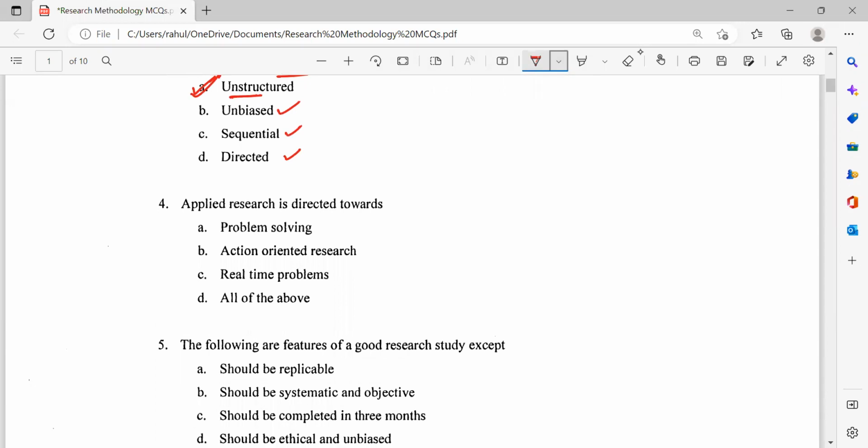Next one, question number four. Applied research is directed towards. So applied research is called a kind of action research. So option B is correct. Applied research means problem solving, obviously. Applied research is about real-time problems, 101%. So all of the above, option D, is the correct answer for this question.